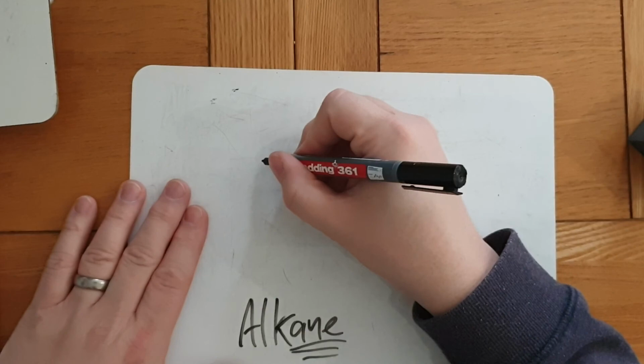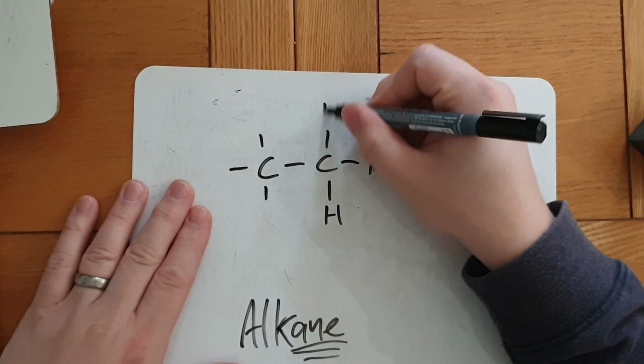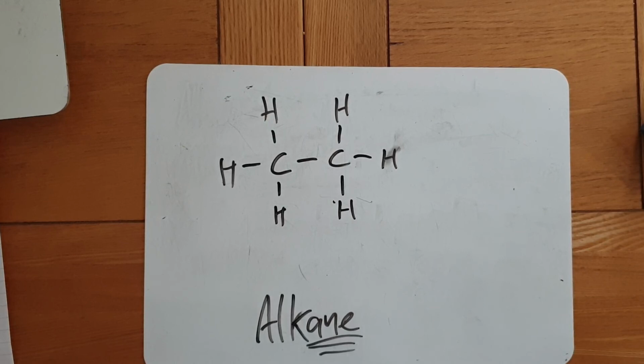So if I look at, let's do that one. So let's do ethane. Right. That is saturated. There is no room at all. Carbons make four bonds, 1, 2, 3, 4. Hydrogens make one bond. There is no room to fit any more hydrogens in there. It is saturated because it's all got single bonds.